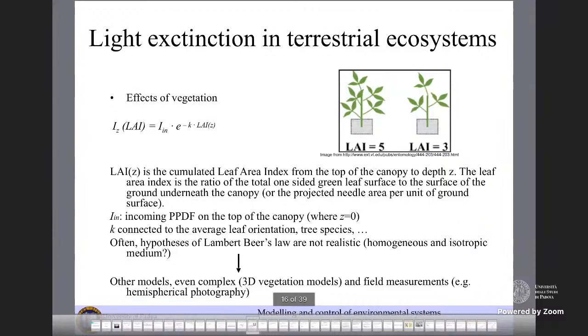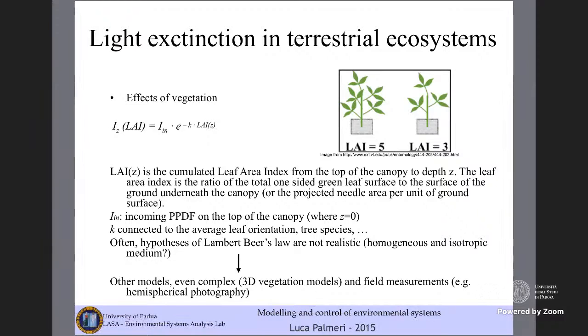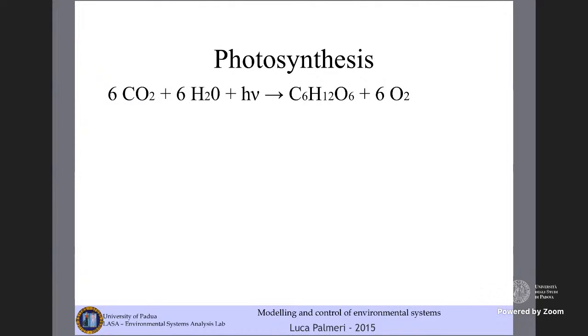K is connected to average leaf orientation. It depends on the tree species. Often, the hypotheses of a Lambert-Beer model are not well suited for this application. In particular, these hypotheses are not realistic in terms of homogeneity and isotropy of the medium. In this case, you may employ other more complex models, like for example 3D vegetation models or field measurements in order to evaluate the effect of light attenuation due to light extinction, due to the characteristics of layers that are crossed by light.